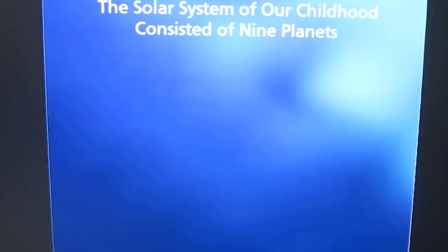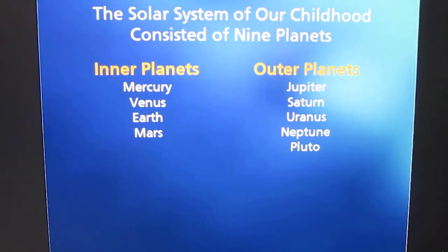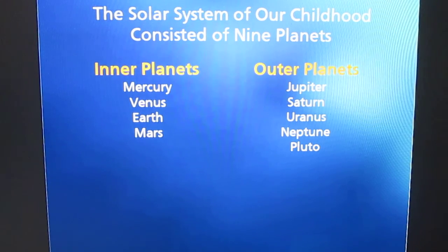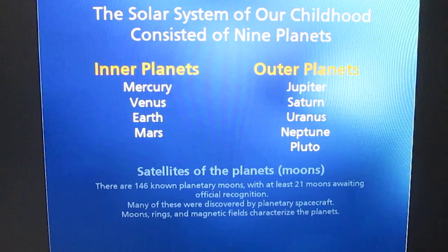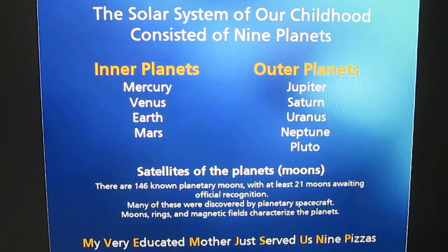The solar system of our childhood consists of 9 planets. The planet order from the Sun outward is Mercury, Venus, Earth, Mars, Jupiter, Saturn, Uranus, Neptune, and Pluto. We also have the satellites of the planets, which are known as moons. A good mnemonic device to remember the order of the planets is the following sentence. My very educated mother just served us 9 pizzas.